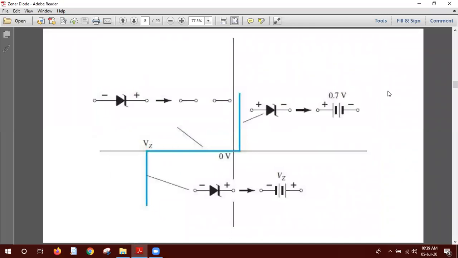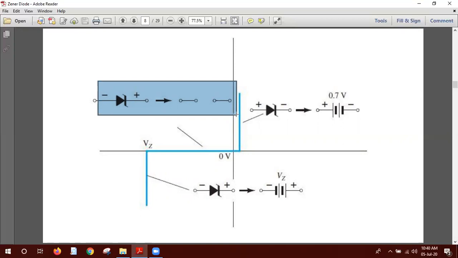This diagram was very important. I said that in the positive cycle the Zener diode acts the same as a diode. In the positive cycle, it is just replaced by 0.7 volt. In the reverse bias condition, the Zener diode normally becomes open circuited.